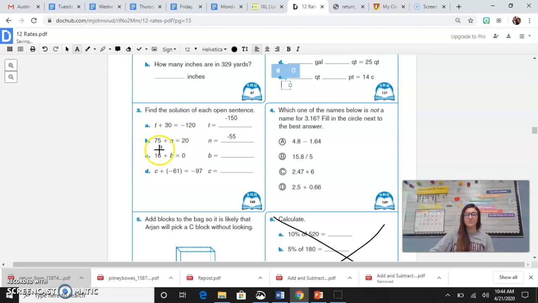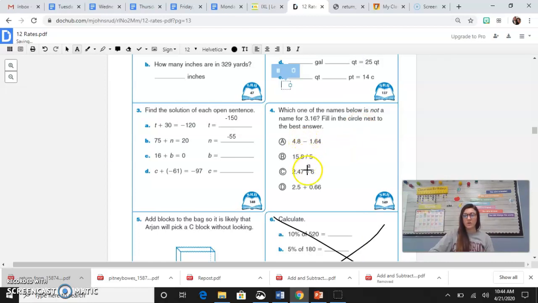Same with this next one. 75 plus what's going to give you 20? Well, 20 is lower than 75. So you are going to have to add a negative to your positive to get only 20 positives. I want you to try C and D on your own. Again, they're not graded. For number 4, which one of the names below is not a name for 3.16?